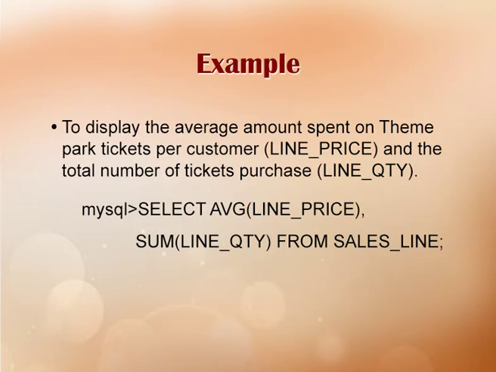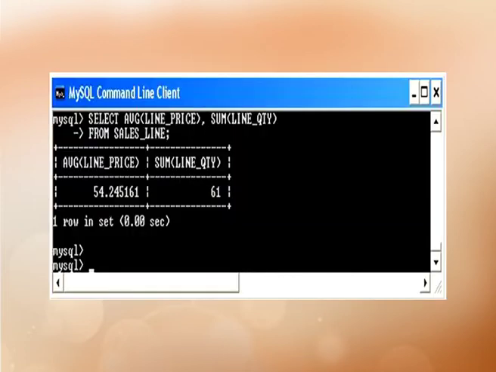So, from the sales line table you can find these two aggregate function values, the average and the sum. This is the query that we applied: select average, and the other aggregate function we used is the sum. Here the average line price is 54.24 something and the sum is 61. In this way we can use the sum and average aggregate functions.